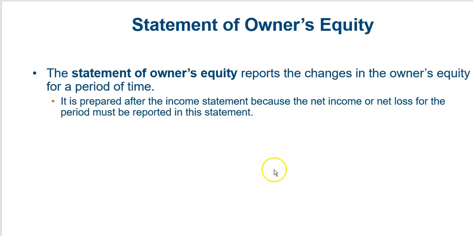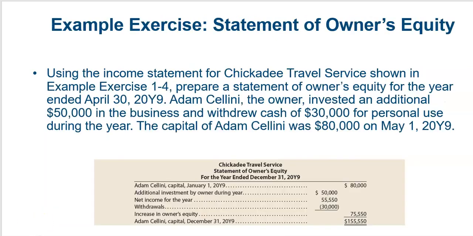Statement of owner's equity. This is where we're going to report all the changes to the owner's equity account. So you're given some information and we're going to put it into this financial statement. And you will need to memorize this formula. So it is beginning capital. So we give the name of the owner and the capital and the beginning of the year date for beginning capital. And they have to give you that number.